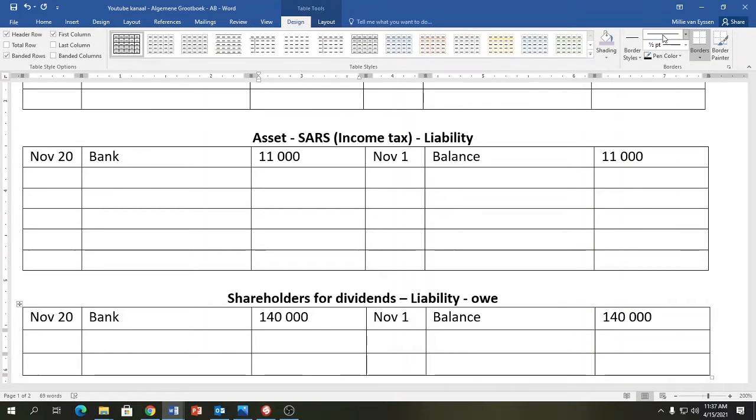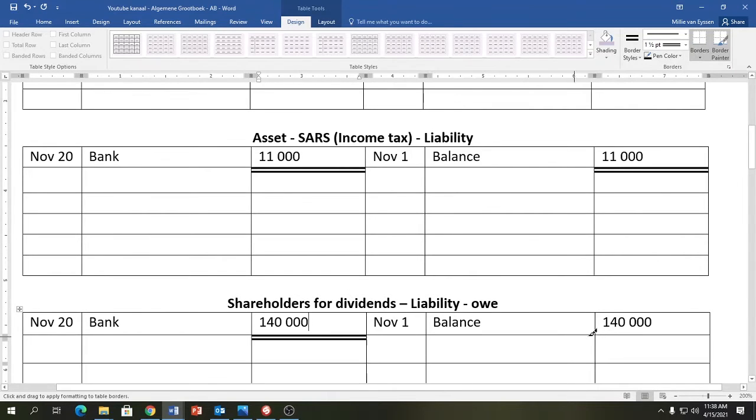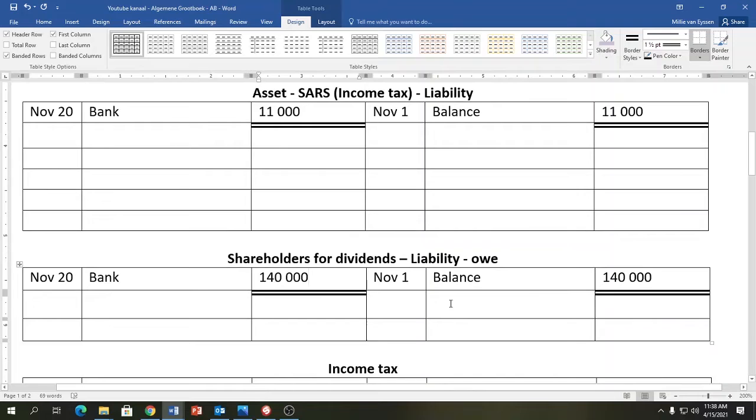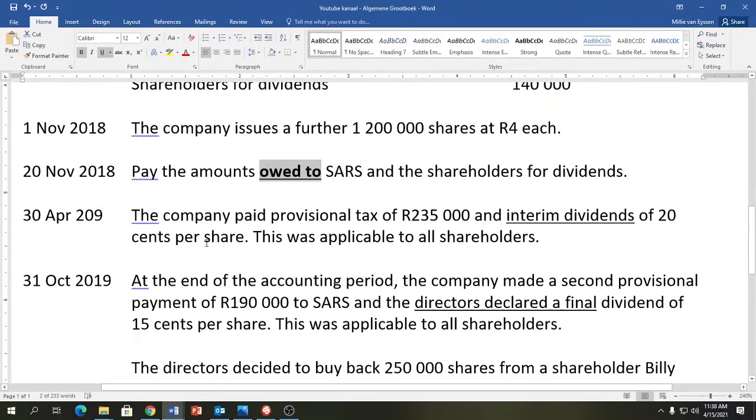There are different methods that your teacher might use, but I like to draw double lines underneath both of them because that means it's done. The account is now empty. I don't owe anything. Same thing with dividends. The account is empty. I don't owe anything. Other teachers like to finish the entire year and leave everything as is. I like to do it like this. It's closed. Done.